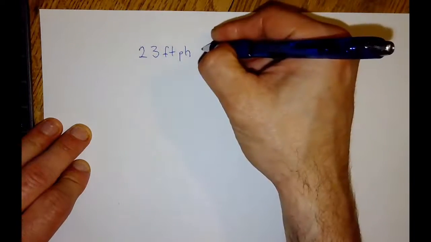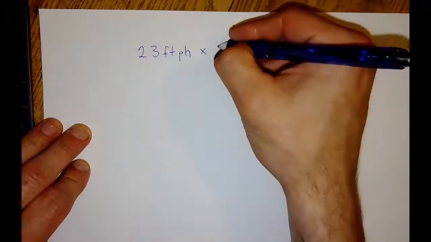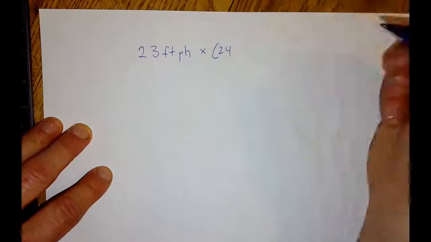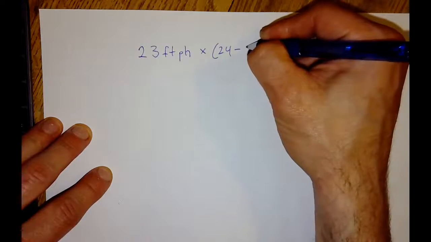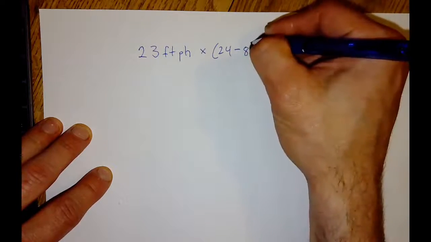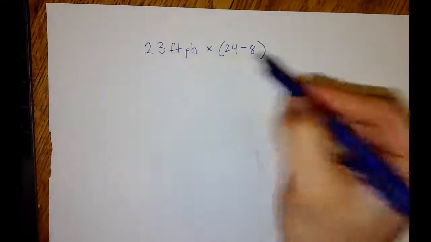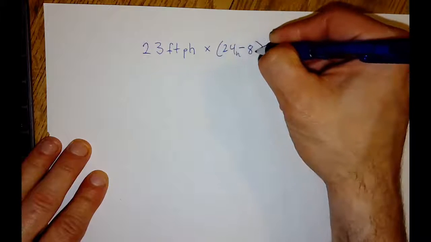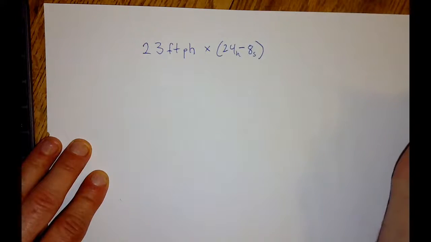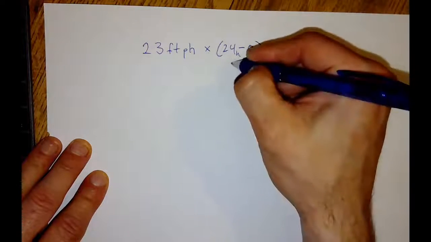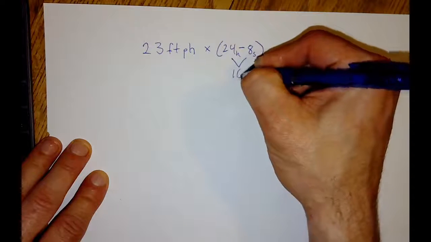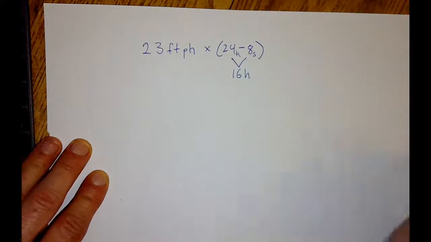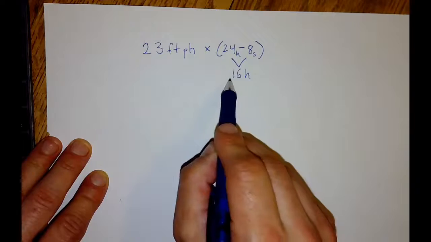Now we have to look at the number of hours in a day, and then consider that we're sleeping for some of those. I'm going to take 8 hours of sleep. Okay. So we have 23 face touches per hour times 24 hours minus 8 hours of sleeping. So that's going to leave us with 16 hours. So we've got 23 times 16.